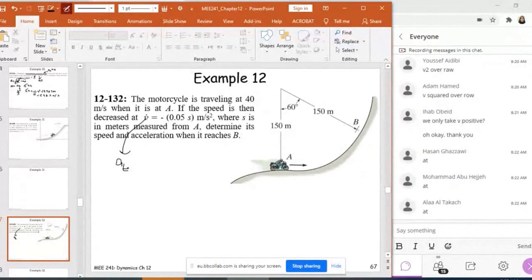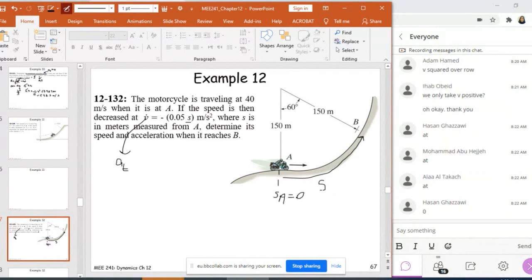So AT is equal to minus 0.05 s. So it is in terms of s, all right, guys? Where s is in meters measured from A, right? So this is s. Measured from A means that at A, s is equal to 0. Perfect. Okay, determine its speed and acceleration when it reaches B. So I need to determine its speed and acceleration reaching B. How can I do it, guys?